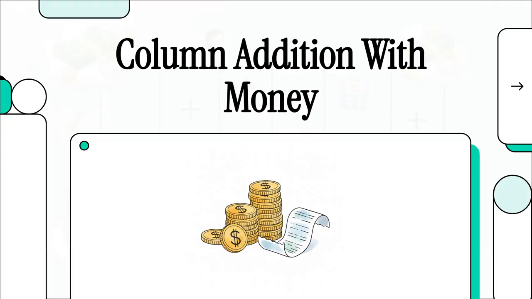Welcome to this explainer. I am so excited to have you here. Today, we're going to demystify how we add money, so you can confidently breeze through this kind of everyday math. Because, let's be real, whether you're budgeting your own allowance or just double-checking a store receipt, mastering column addition with money is a game changer. So let's just dive right in.